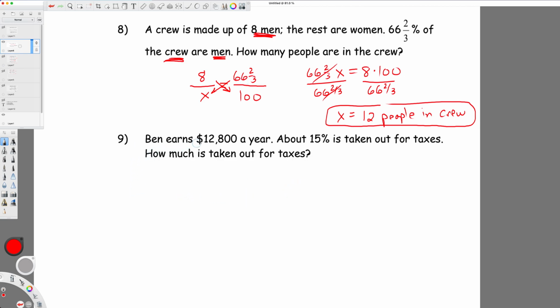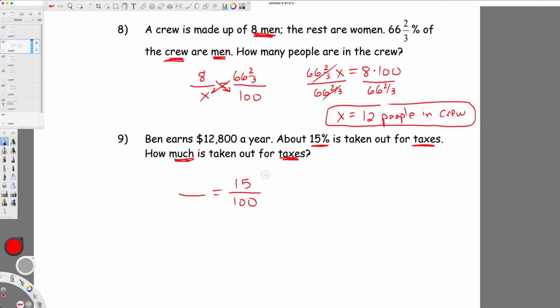So let's move on to question 9. Ben earns $12,800 a year. About 15% is taken out for taxes. How much is taken out for taxes? So when I write my proportion, I throw the percent over 100 immediately, but I think about what is that 15%? It is 15% is taxes. And they want to know how much is taken out for taxes.